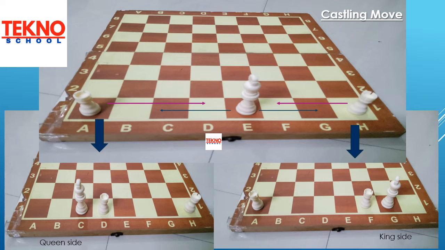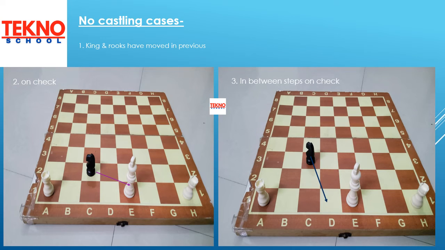Castling move. Rules of castling. Castling occurs when a player needs to get the king out of danger and into the corner. With castling, the king moves 2 squares towards the rook. Then the rook hops over the king to the next square. Here you can see castling on the king side and queen side.